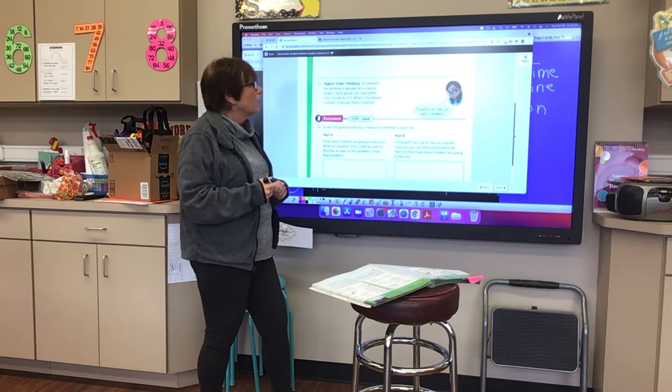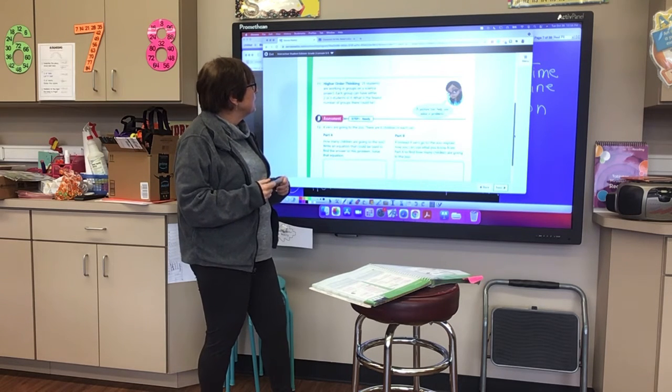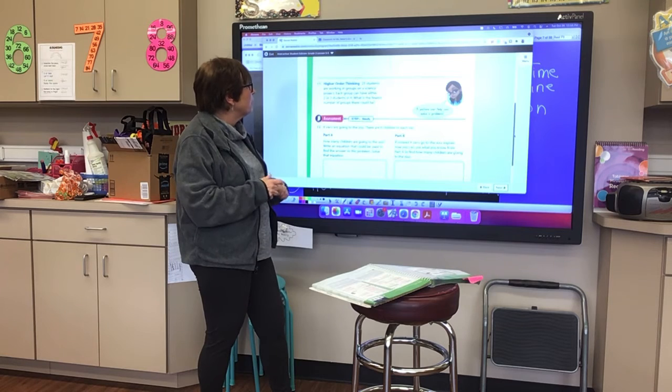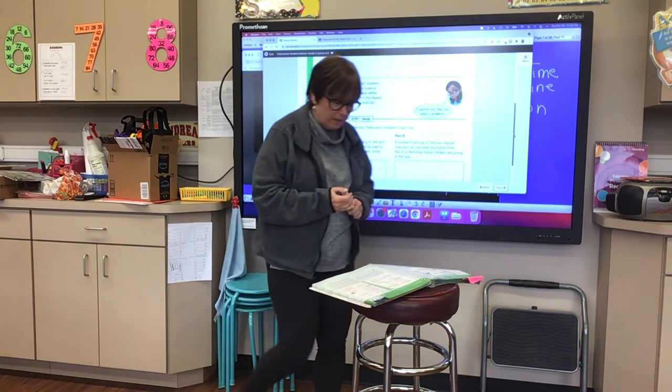Students are working in groups on a science project. Each group can have either 2 or 3 students in it. What is the fewest number of groups there could be? What do you think?